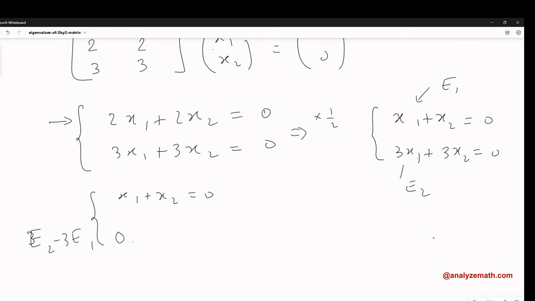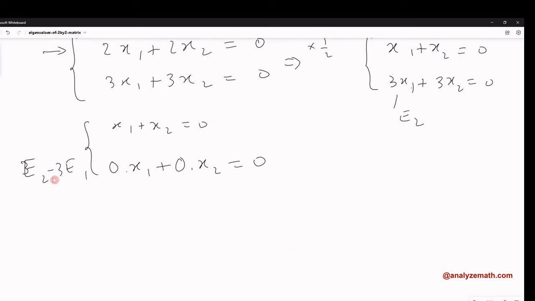E2, 3x1 minus 3 E1, 3x1, will give you 0x1, plus E2 is 3x2 minus 3x2, which will give you 0x2, and this is equal to 0. Now let's continue solving. Now 0x1 we simplify to 0 and then we just leave one variable. How do we solve this? x2 can be any real number.